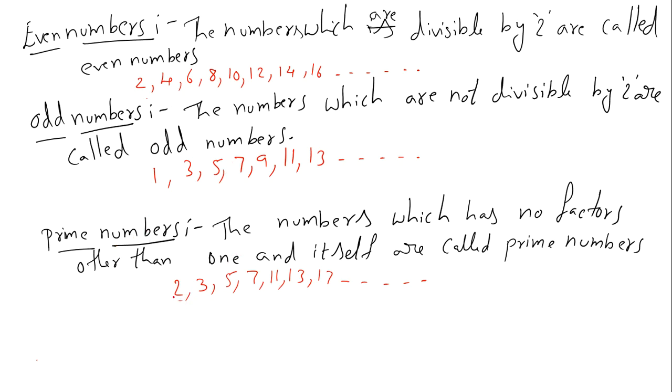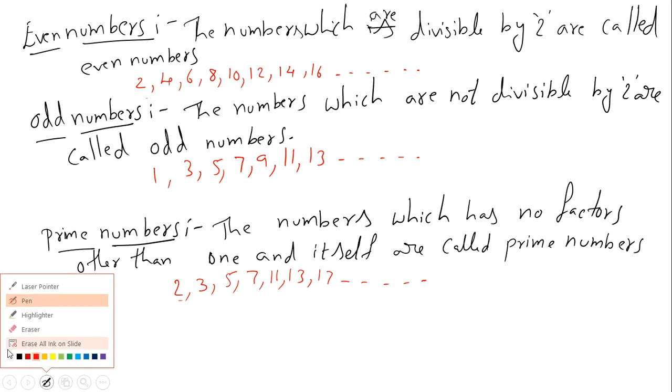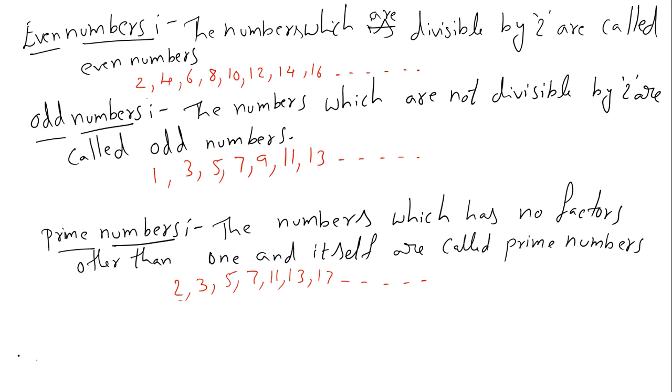You can check it out here. What are the factors of 2? 2 has factors 1 and 2, whereas 3 has 1 and 3, and 5 has 1 and 5. Are there any other numbers apart from that? No. So there are no other numbers apart from that. So that's the reason we can take 2 as a prime number.